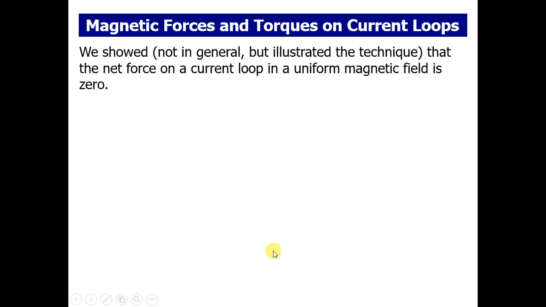So first of all, see here, magnetic force and torque on a current loop. We showed, not in general but illustrated by technique, that the net force on a current loop in a uniform magnetic field is zero. So see here, no net force means no motion.